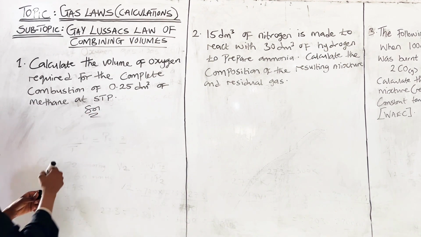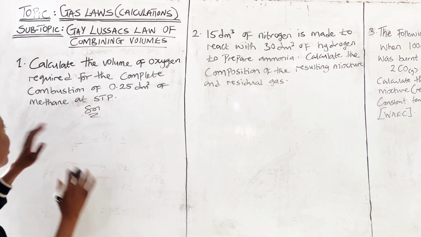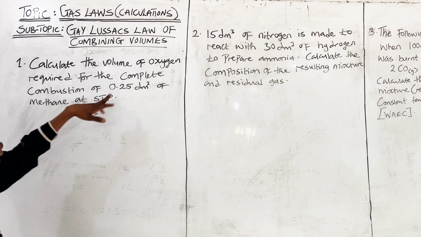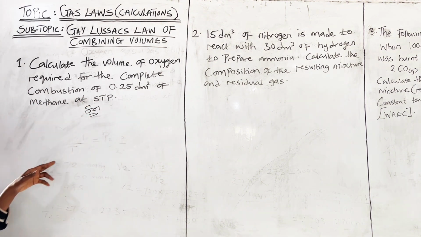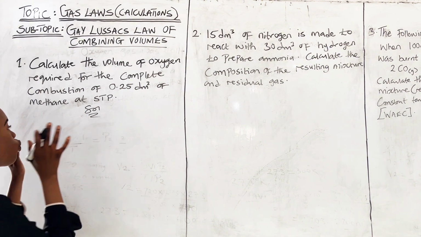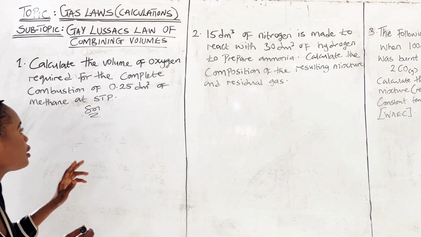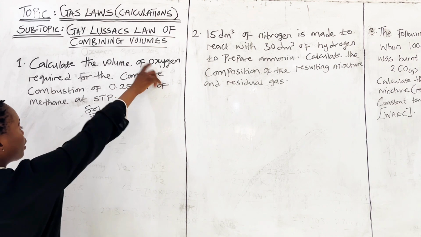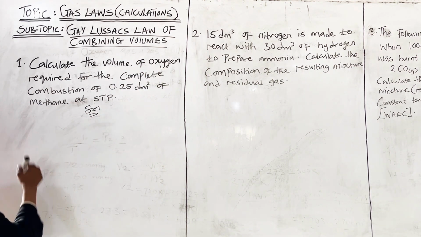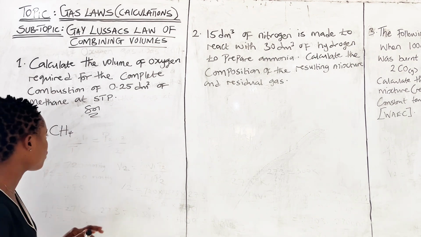Like I said, the first thing when solving a Gay-Lussac's law question is to write out an equation. We're given a question: calculate the volume of oxygen required for the complete combustion of 0.25 dm³ of methane at STP. So the first step is to write your equation. Without an equation, you cannot solve a problem under Gay-Lussac's law. So how do we write the equation? We look at our compound or element given. We're given oxygen and we're given methane. Methane's formula is CH4. Please take note of that. The formula for methane is CH4.